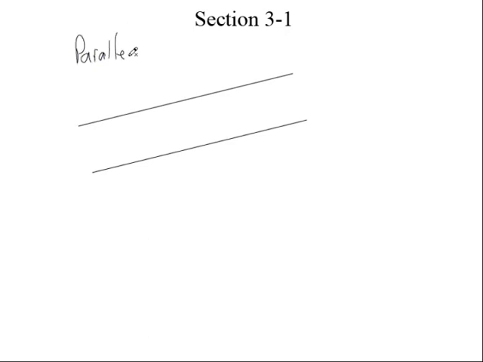Watch. Skew would be two lines that don't intersect in different planes. If they're in different planes, they would be called skew lines. But parallel lines is what we're going to talk about more often than not.